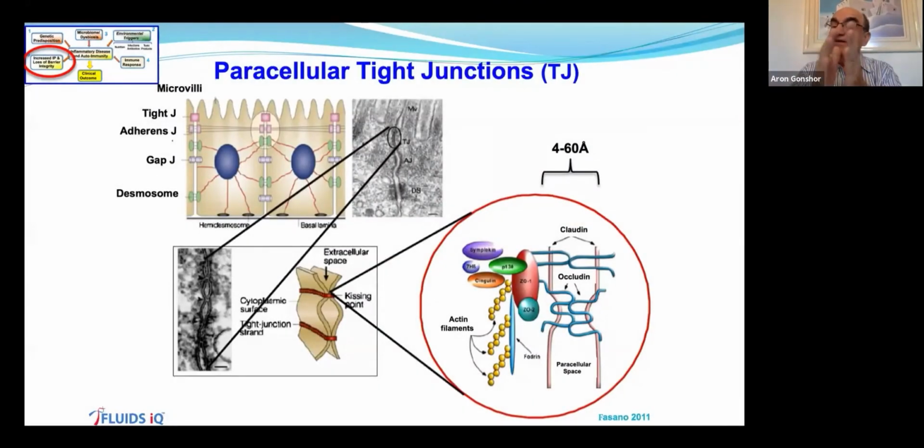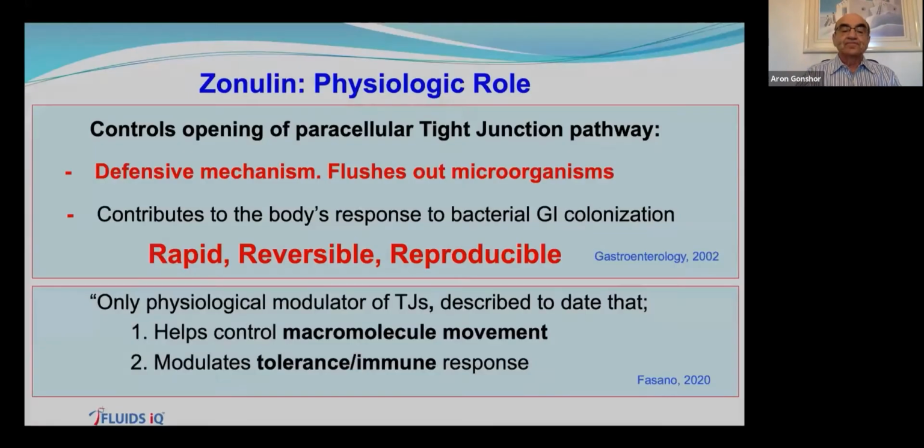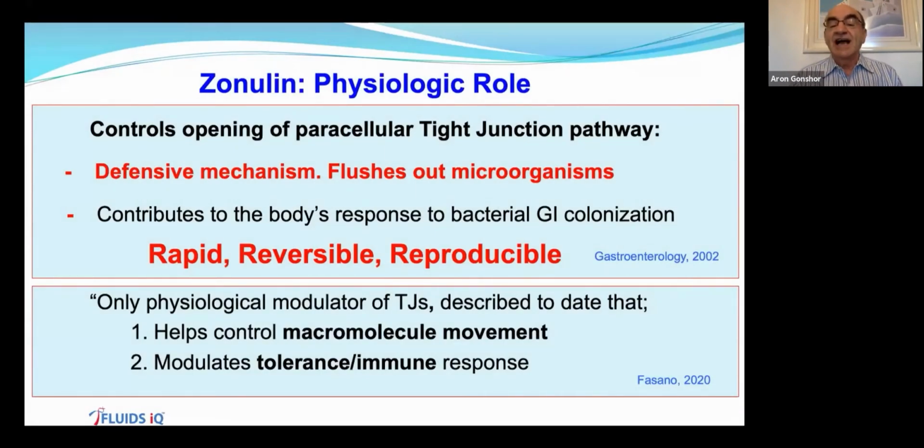But between these epithelial cells, we do have the paracellular junctions, the tight junctions, which now are very well known, and we know that they are controlled by zonulin. And zonulin is the game changer. It is the objective biomarker which was discovered a little under 20 years ago by Alessio Fasano and his group in Maryland at the time. And it is what controls the tight junctions.